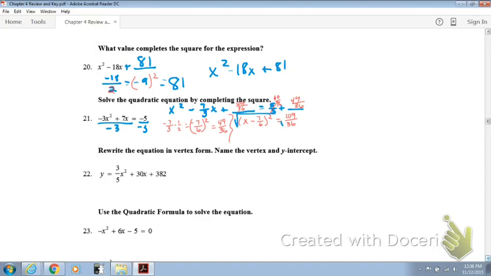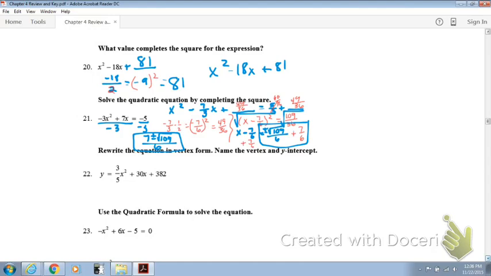And then I'm going to take the square root of both sides. That's going to be x minus 7/6 equals plus or minus the square root of 109 over 6. And then you're going to add 7/6 to both sides. Actually the proper way to write that is 7 plus or minus the square root of 109, all over 6. So that should be my final answer.